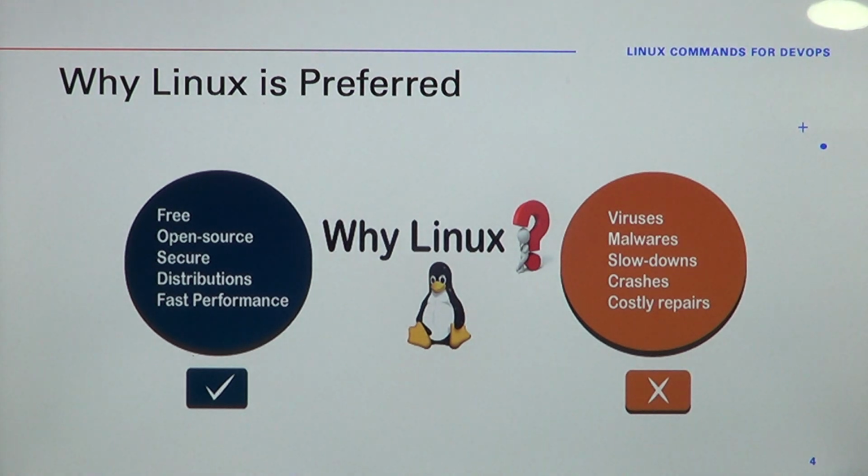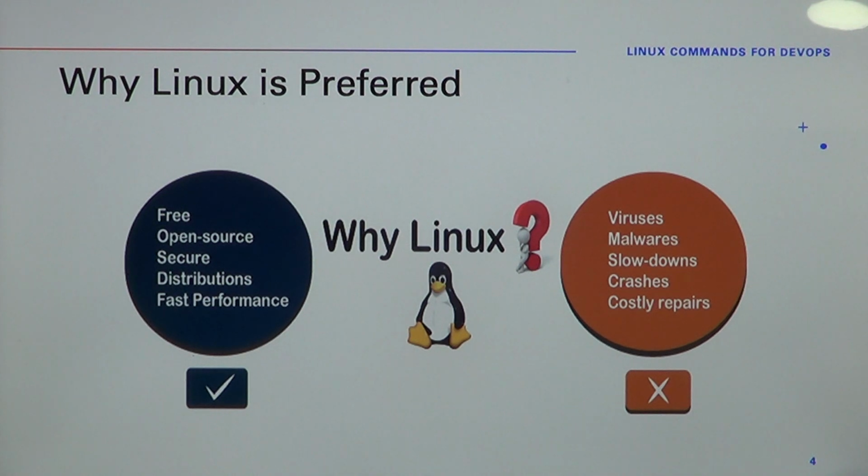Now why is Linux preferred? It is shown in the diagram. It is absolutely free, released under the GNU General Public License. Anyone can download, run, study, modify, and redistribute the source code. As already discussed, it has become the largest open source software project in the world. So it's open source basically, and secure. It's more secure in comparison to other operating systems like Windows.